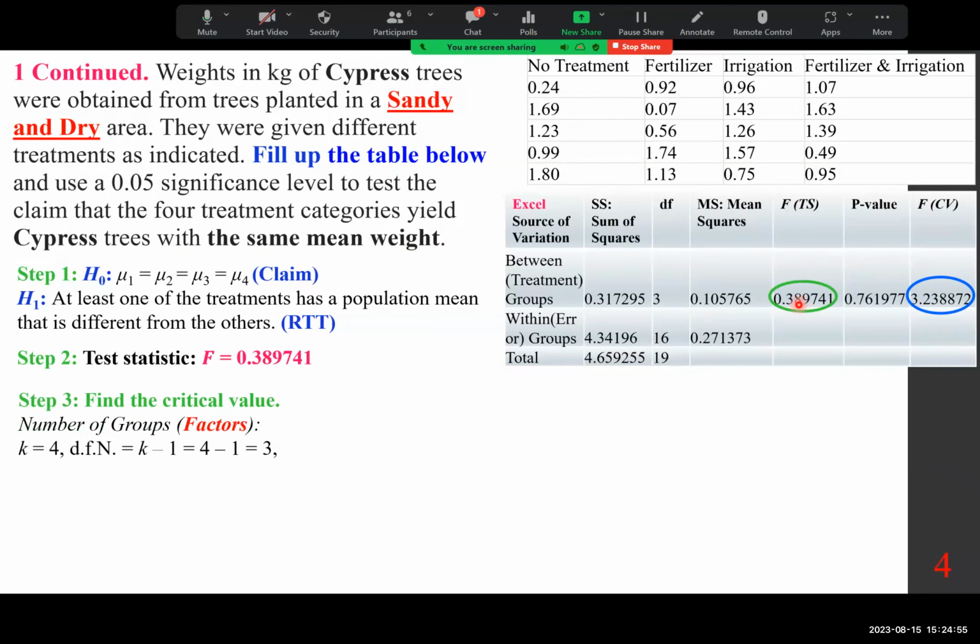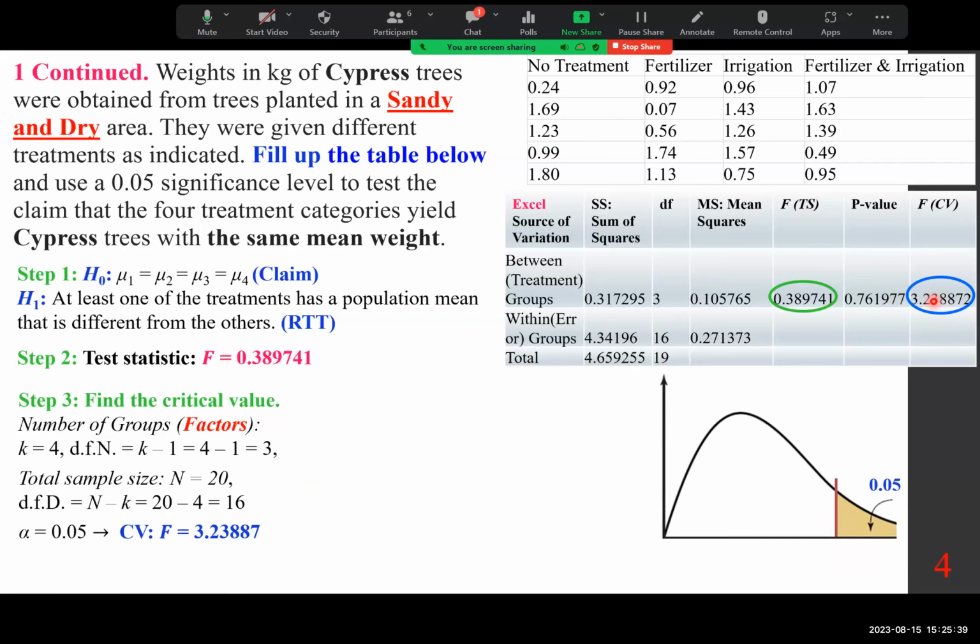Critical value. Well, the Excel in this case, or any other technology, has given us the answer. However, if you were to find that with the F distribution, you need two things. You need degrees of freedom of the numerator, and that would be 4 categories minus 1, which makes it 3. And the denominator is 20 minus 4, or 16. And alpha of 0.05 from the F distribution table, we have this number. You can go with the table, or just use the technology, right?